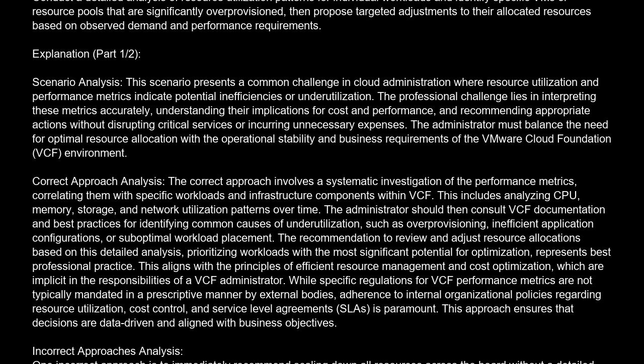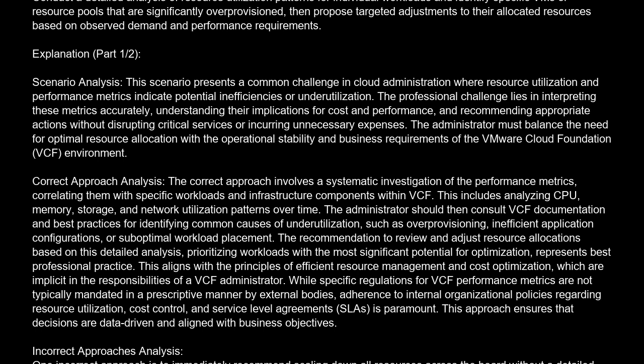Explanation. Scenario analysis. This scenario presents a common challenge in cloud administration where resource utilization and performance metrics indicate potential inefficiencies or underutilization. The professional challenge lies in interpreting these metrics accurately, understanding their implications for cost and performance, and recommending appropriate actions without disrupting critical services or incurring unnecessary expenses. The administrator must balance the need for optimal resource allocation with the operational stability and business requirements of the VMware Cloud Foundation, VCF, environment.